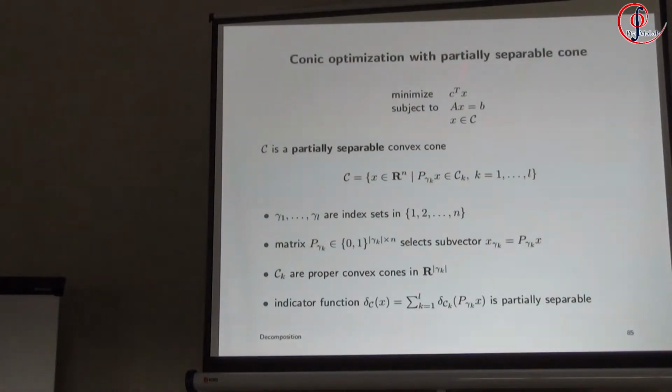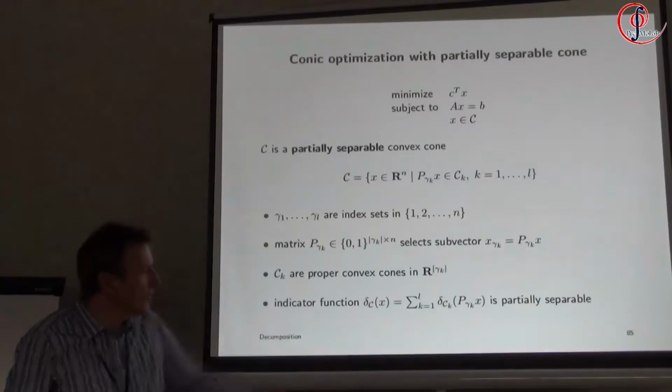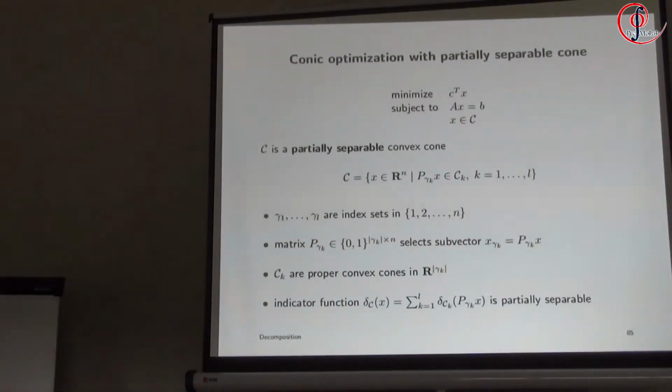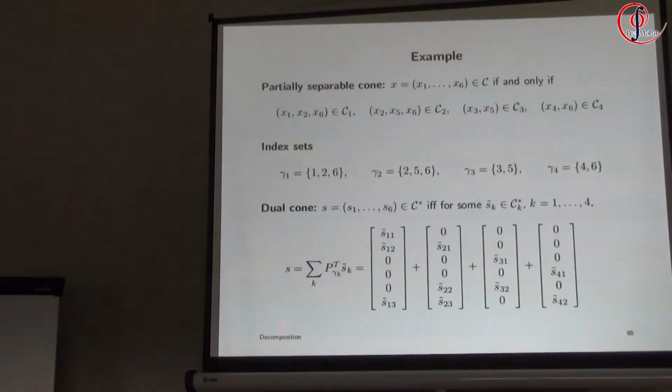Partial separability is a term that exists in nonlinear optimization for functions. A function of x is partially separable if it can be written as a sum of functions on subvectors of x. That's called a partially separable function. Here we call that a partially separable cone because the indicator function of a cone defined like this is partially separable. Here I use the same notation as before for extracting a subvector from x using this selector matrix B. So this is an example.